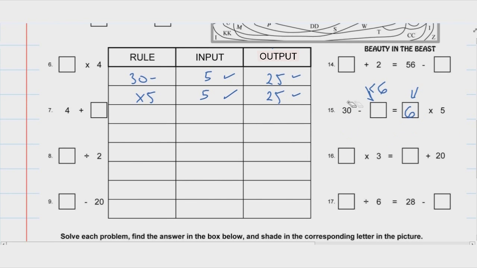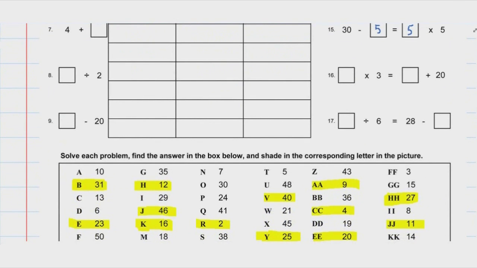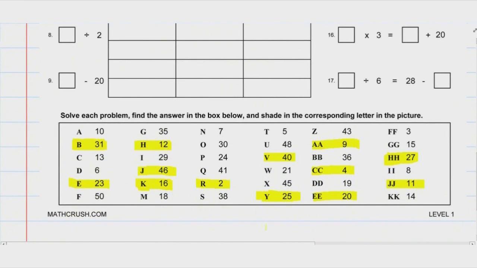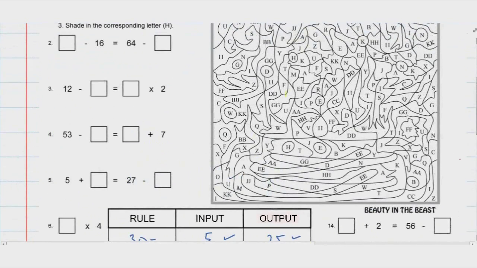Let me clean this up. So 5 is going to go in the box right here. There's going to be a 5. And right here, there's going to be a 5. And we come down here and we're looking for 5. 5, 5, 5 is T. Mr. T. I pity the fool. Right there. So we find Mr. T up in the picture and we shade him in. All right.